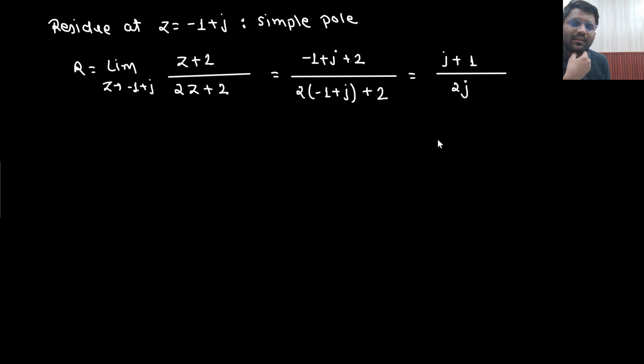Okay. So what is the answer we are getting here? 1 by j divided by 2j would be 1 by 2 minus 1 by 2j, right? So it is coming out to be 1 minus j divided by 2.